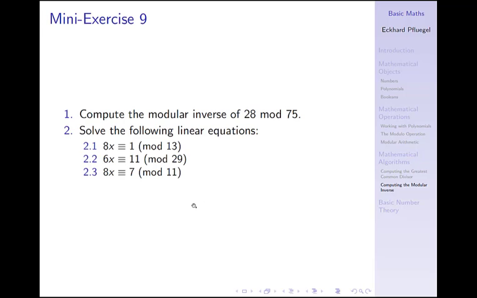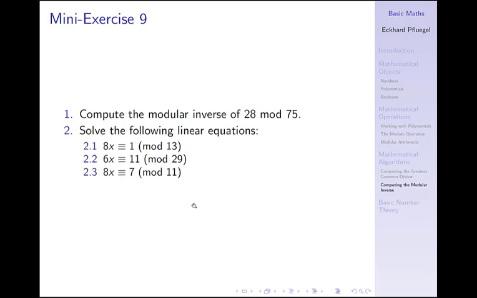And then once you've done that, we can have some other very interesting and useful applications of the modular inverse. Solving linear equations modulo an integer can basically be done provided you can compute the modular inverse. So you could try to solve those linear equations, 8x congruent 1 mod 13, and 6x congruent 11 mod 29, and also 8x congruent 7 mod 11, based on this idea of computing the modular inverse first. And of course, you need to carefully think which number you are actually going to need the modular inverse of. So that would be the second mini exercise.